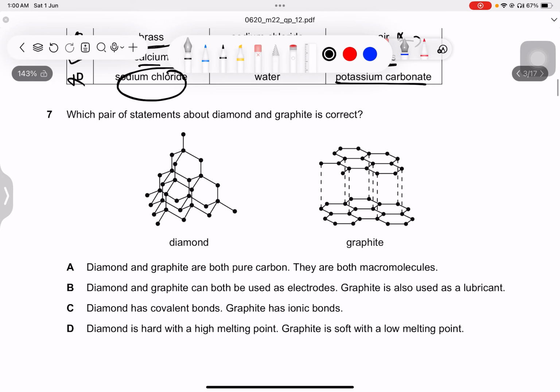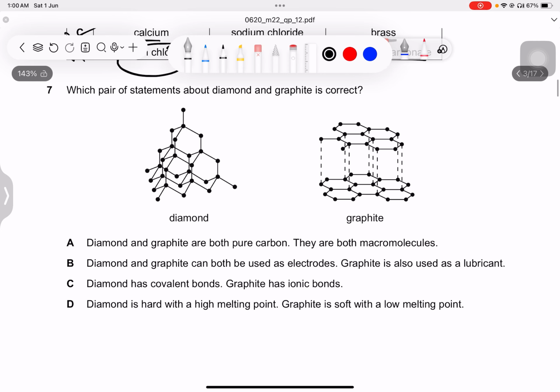Next, which pair of statements about diamond and graphite is correct? Diamond and graphite are both pure carbon. They're both macromolecules. Seems to be correct. They're both allotropes of carbon.